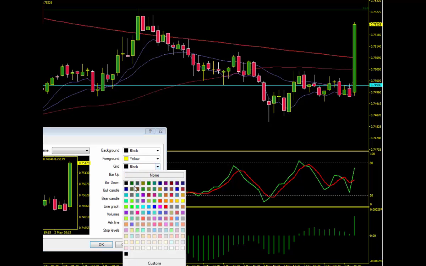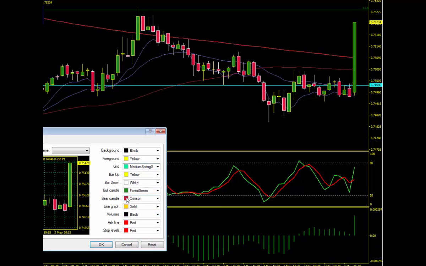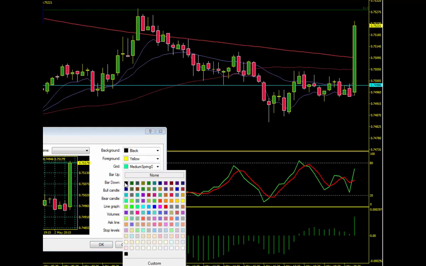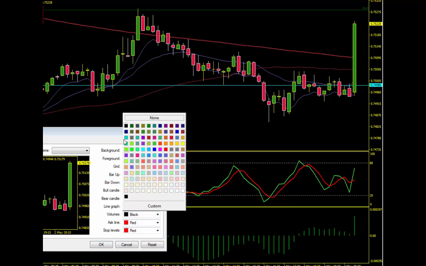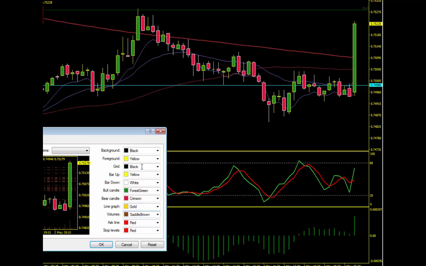Let's see here, the grid, to make the grid. Excuse me, wasn't expecting that coming. A little bit of allergies going on here. Let me keep the grid black, foreground yellow. Volumes is black. I wonder if I change that, if things change. Oh yeah, things change when I do that.